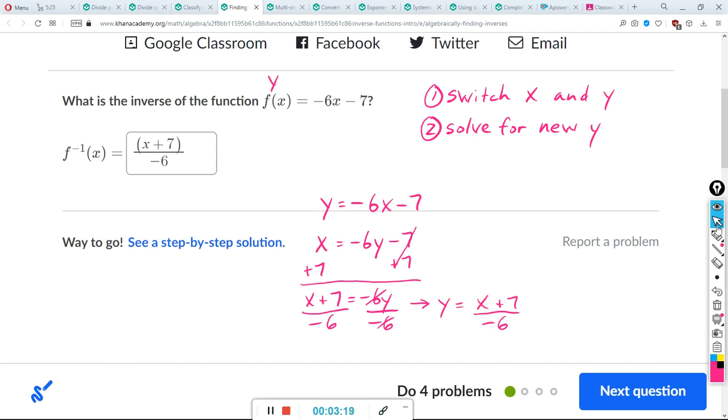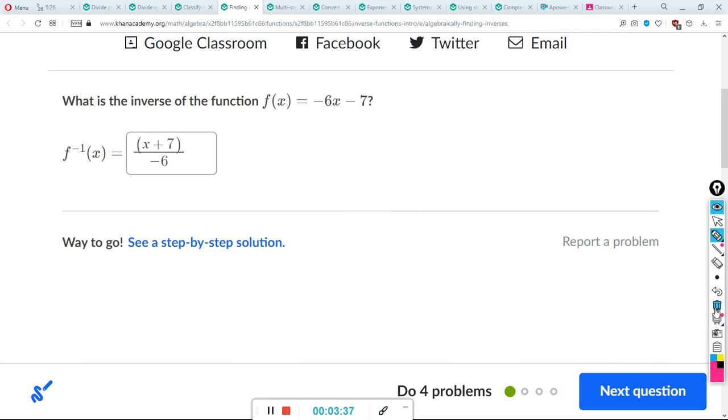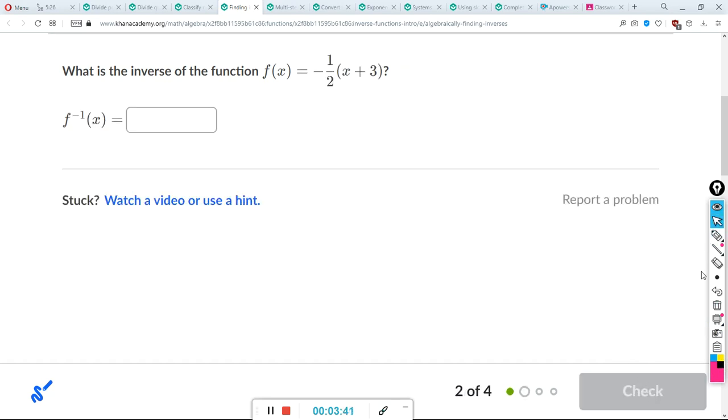In case you have a teacher that doesn't like negatives in the denominator, this would be the same as negative x plus 7 over positive 6. Same thing. Okay, so again, f of x is the same as y equals. So let's write this equation.